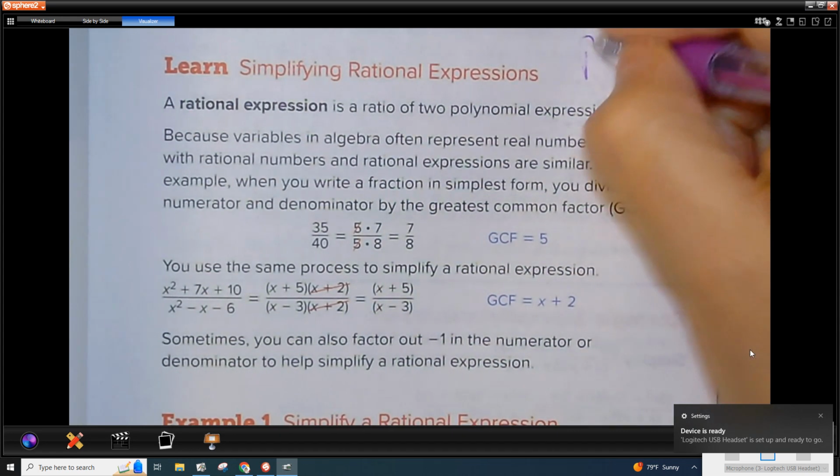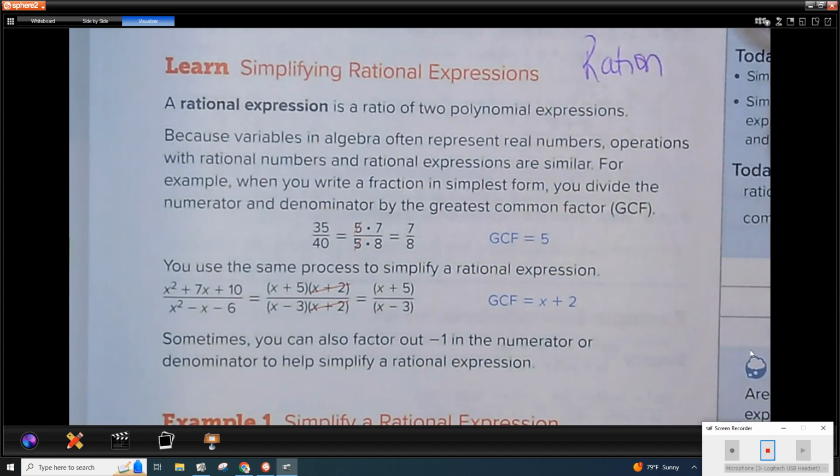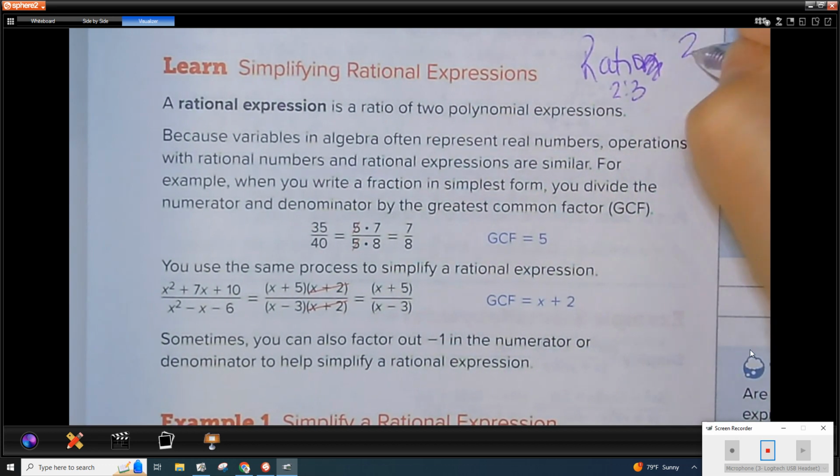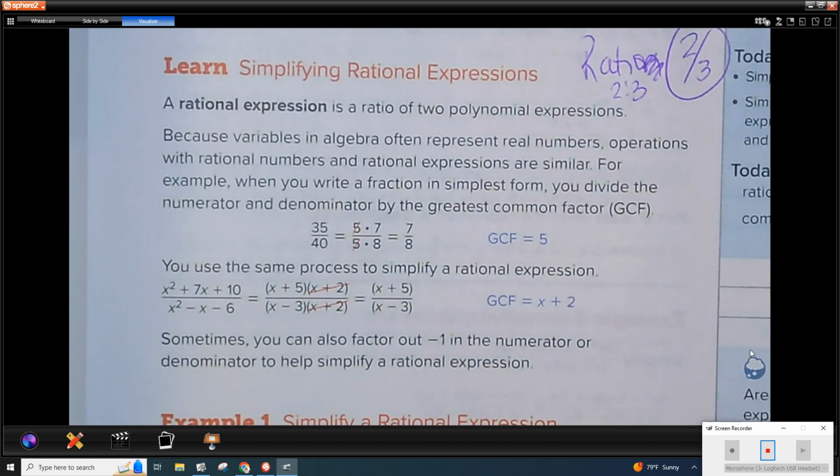The word ratio is in that. Not ration. A ratio is in that. That means that if you have 2 to 3, but also we could write it like this. So rational expressions are fractions.